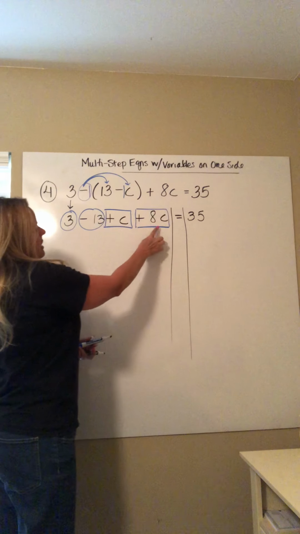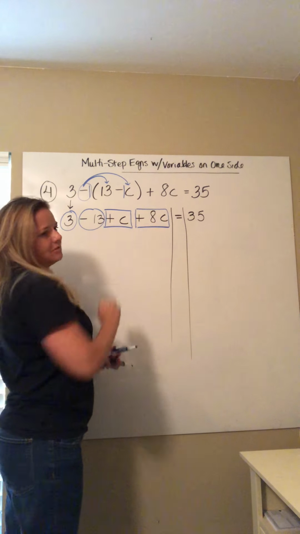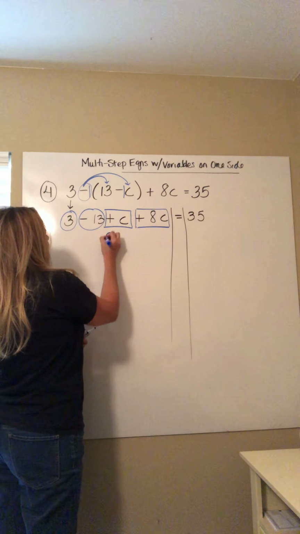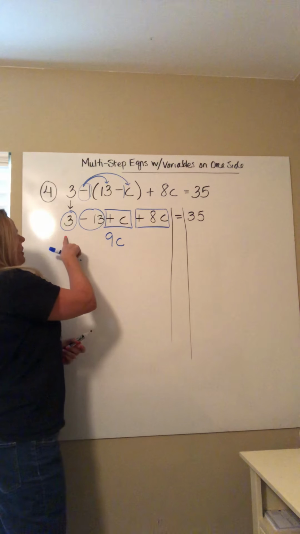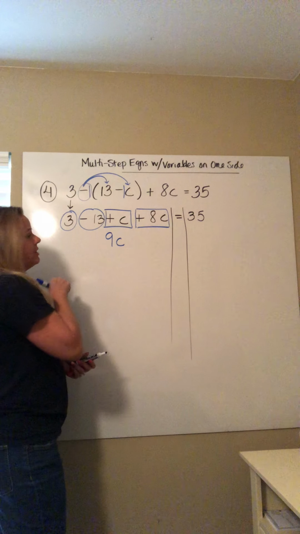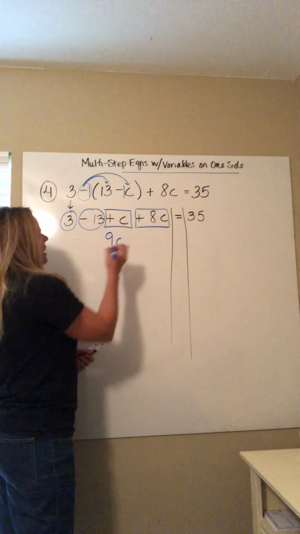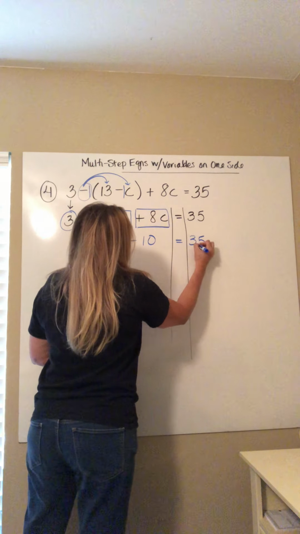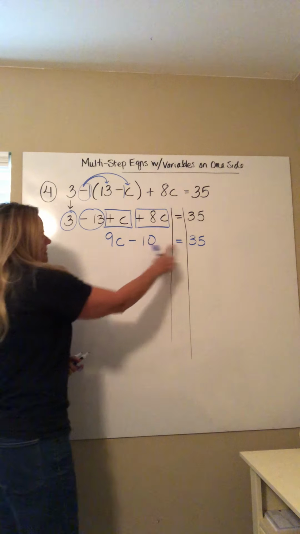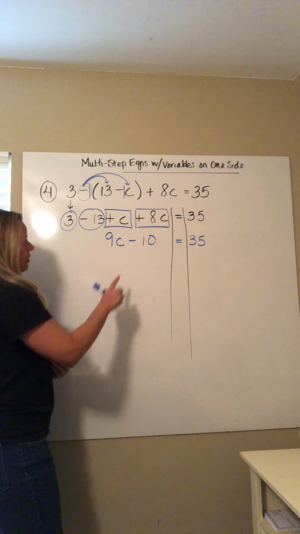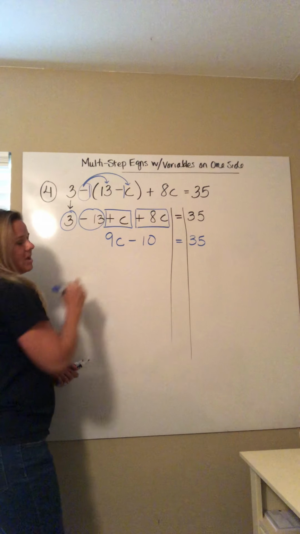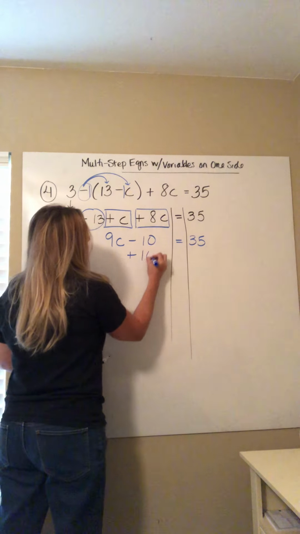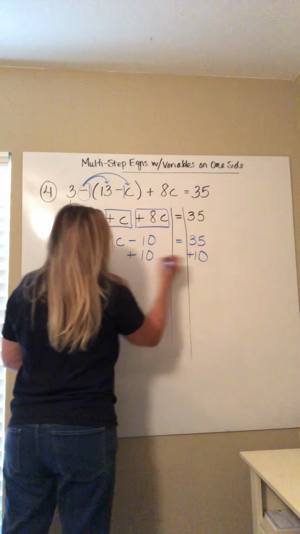All right, so I have a c plus 8c, so that gives me 9c. It's like 1 cat plus 8 cats gives me 9 cats. And then I have a 3 and a negative 13. So when I combine 3 and negative 13, I get negative 10. Bring down my equal sign and my 35. I'm now down to 3 terms only in my problem. So now we're going to do a 2-step, which is working with that constant first, adding 10 to both sides. That's the inverse of negative 10 is positive 10.